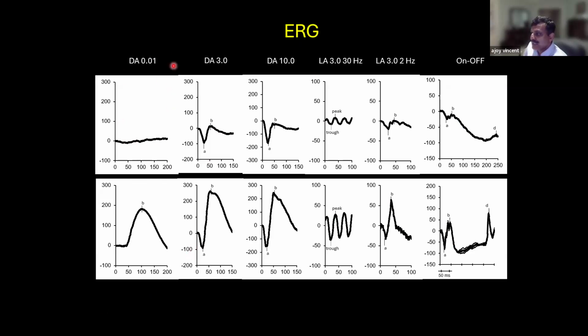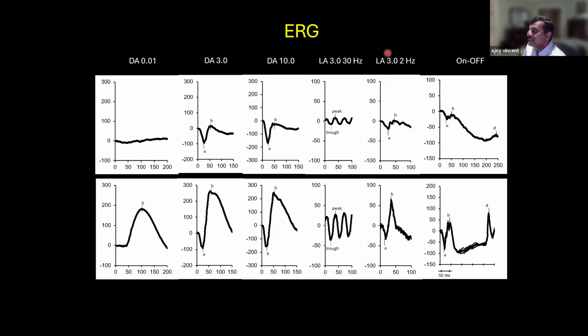So if you look at the dark adapted ERG here, again, there is no detectable B wave. So this could still be primary rod photoreceptor or bipolar cell dysfunction. But if you look at the dark adapted 10.0, there is a good A wave, which means that there is good rod photoreceptor function. There is no B wave, or it's electronegative, which tells you that there is a problem in the rod on bipolar system.